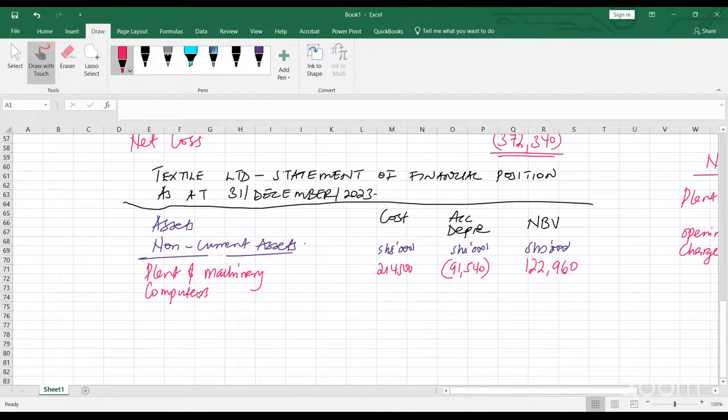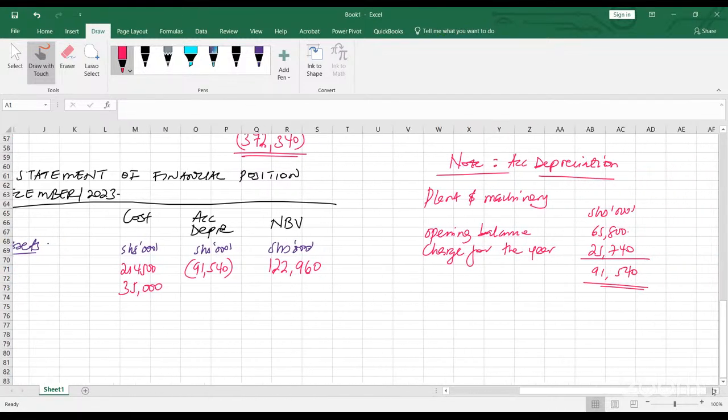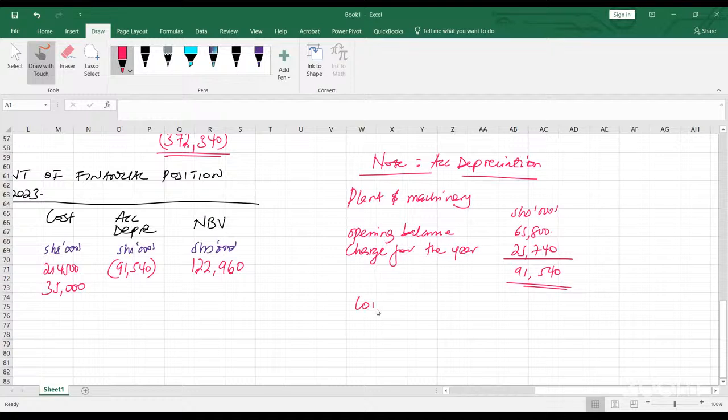The cost of the computers as per the trial balance is 35,000. But let's see the depreciation for the computers. We want to see their accumulated depreciation, the opening balance. Accumulated depreciation as at 1st July 2023 for the computers is 14,000.